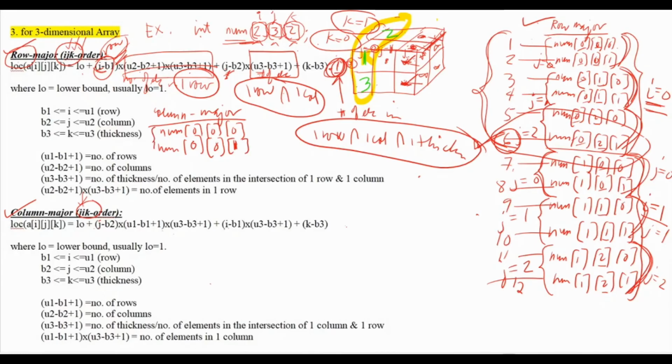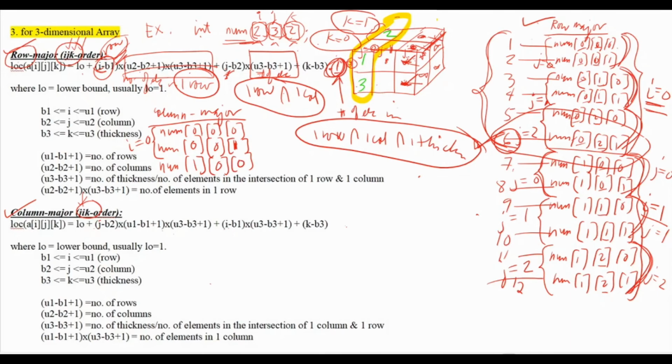So these are the two elements in i equals 0, the first row of column 1. The third element now is num, row i equal to 1. So this is 1, and j is 0, and the thickness is 0.